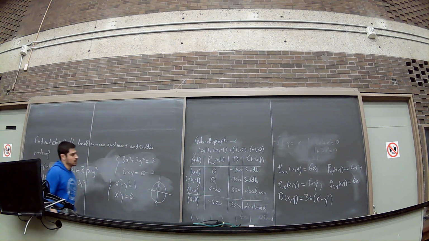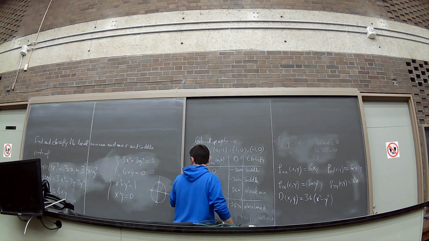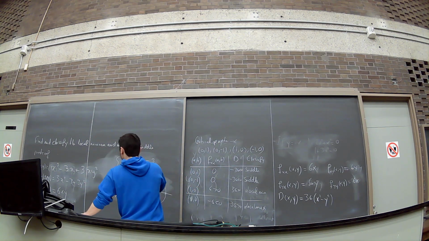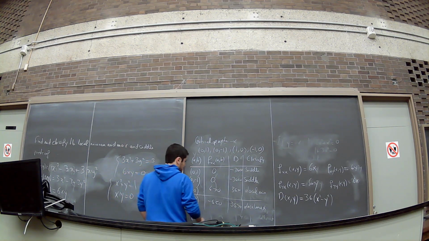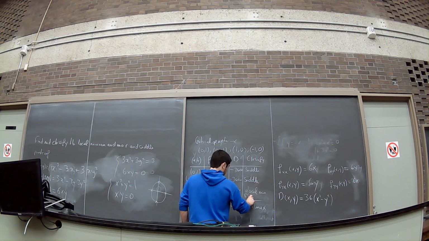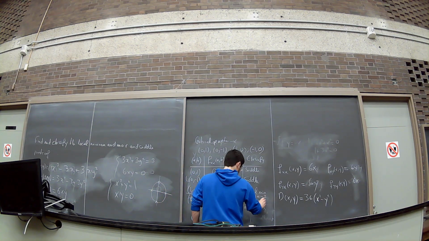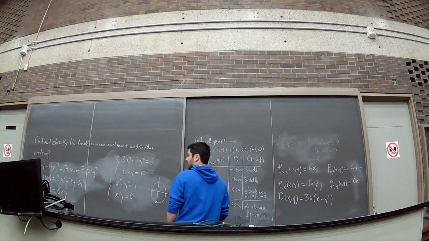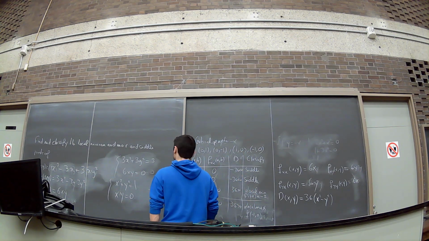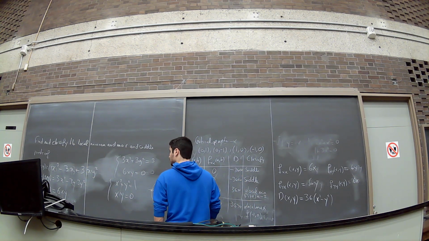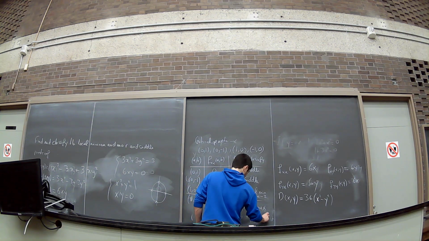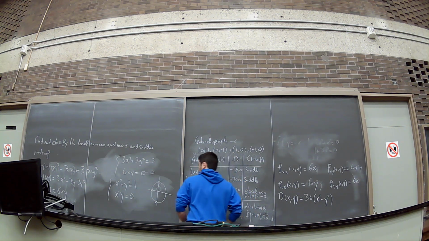Great. Okay, what is the value of the local extremum? It's f(1, 0). What's f(1, 0)? It's 1 minus 3, which is minus 2. And what's f(-1, 0)? It's minus 1 plus 3, which is 2. Okay, great, fine.